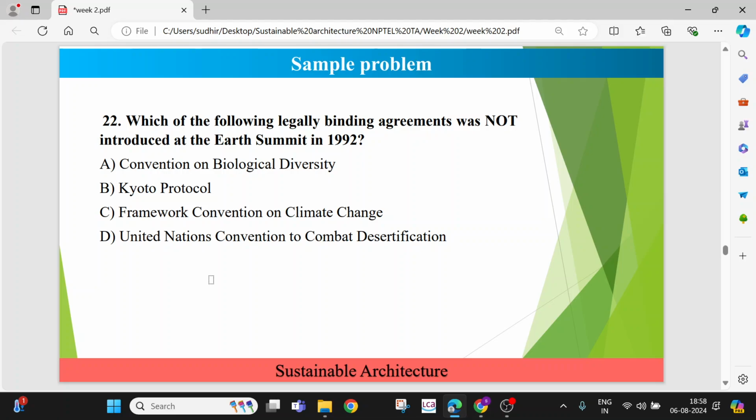Which of the following legally binding agreements was not introduced at the Earth Summit in... Kyoto Protocol. I'm not able to understand the question Vansika is asking. Vansika, you can elaborate your question or you can use your mic.